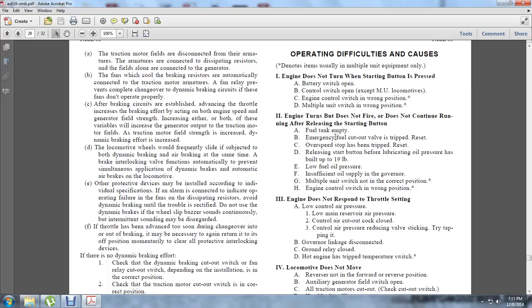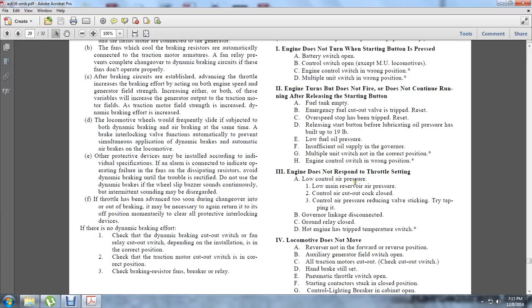Engine does not respond to the throttle setting. Low control air pressure. Low main reserve air pressure. Control air cutout is closed. Control air pressure reducing valve sticking; try tapping it. Governor linkage disconnected. Ground relay closed, and hot engine has tripped the temperature switch.